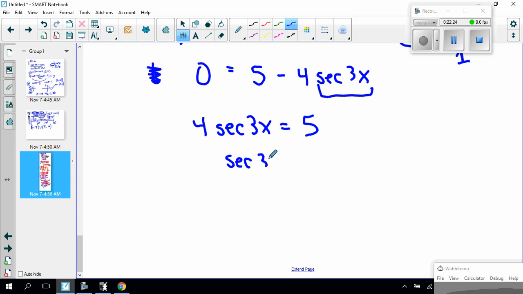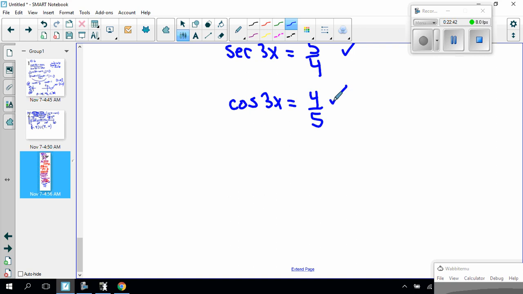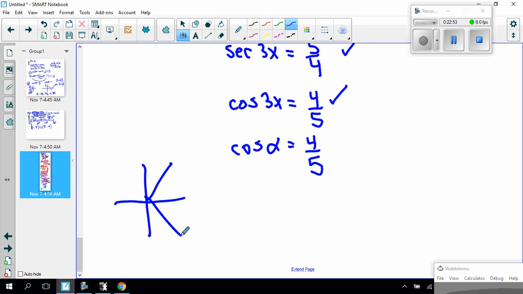Secant 3x equals 5/4, and not a unit circle number. Therefore, we're going to need our calculator. I'm going to switch it to a cosine problem. Reciprocate left, reciprocate right. See, still not a unit circle number. Switch it to cosine alpha, because that's the name of the game. That's the new thing. And when is cosine positive, I'm going to find a reference angle, which if this was negative, I would ignore it. Since it's positive, I just do what it is.